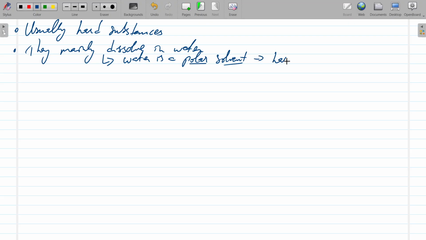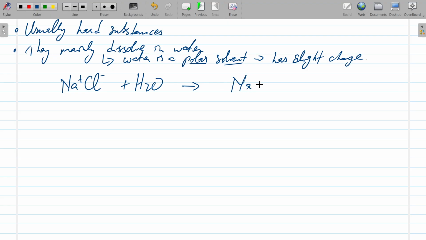and has slight charge. And so because it has a slight charge, now why it has a slight charge, I won't talk about right now. But the fact that it does have a slight charge, and these ionic compounds are made up of ions which have charges. And so when the sodium chloride goes into water, what happens is the ions separate.